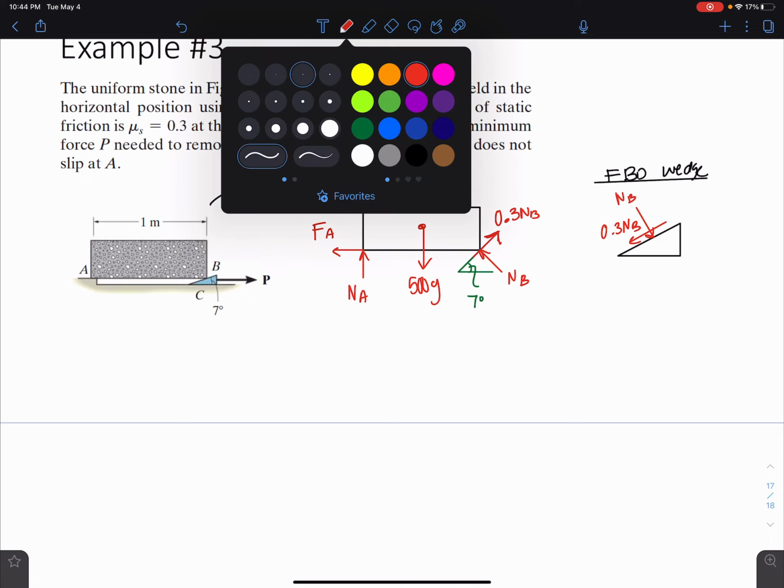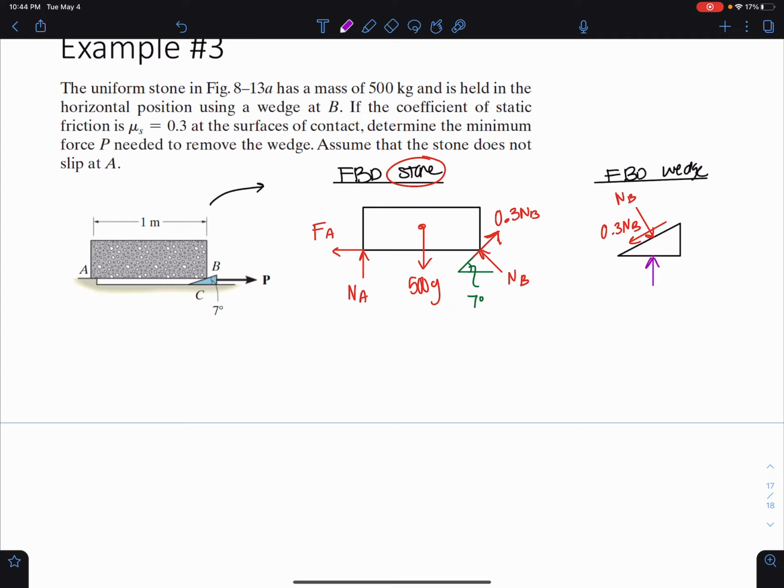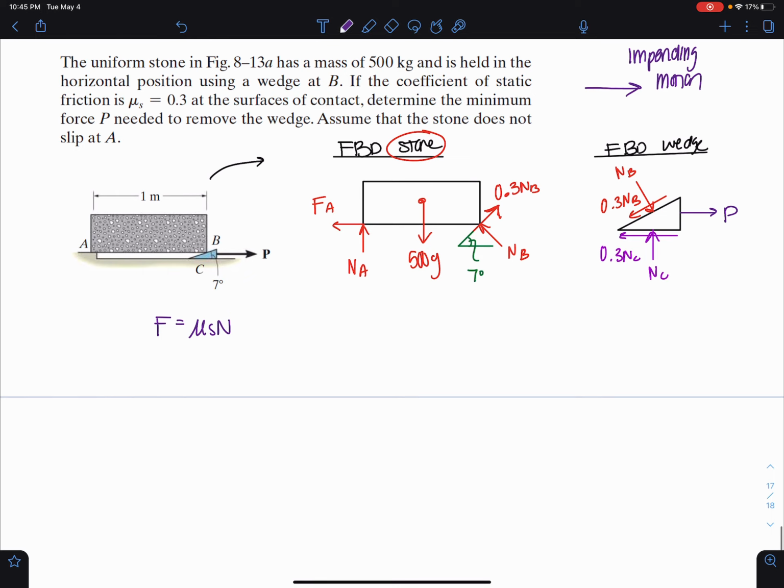But then we also have that contact surface C at the bottom for the wedge, right? Which means we also have another resistance to motion in that direction. And of course, we also have this force P pulling on the system trying to move the wedge. So our impending motion is this direction for the wedge. Okay. And we want to know the minimum P required, for F equals mu S N at surfaces of contact with the wedge. Okay, and we know that at A, the friction on the stone has to be less than or equal to mu S NA because we're told no slipping.